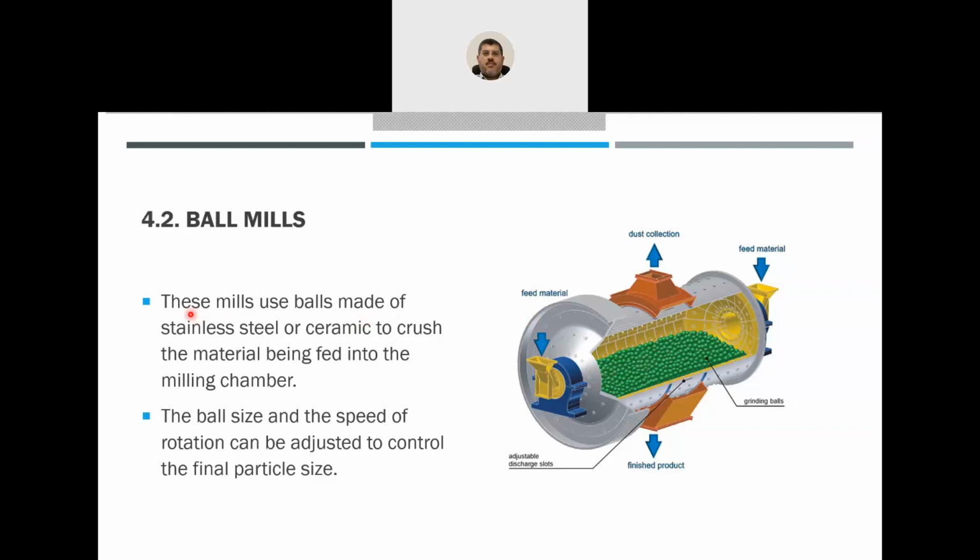They use balls made of stainless steel or ceramic to crush the material being fed into the milling chamber. Here we call it the milling chamber. The ball size and the speed of rotation can be adjusted to control the final particle size. And from this mesh at the end, the powder will be collected, so the finished product can be collected. These are the grinding balls.